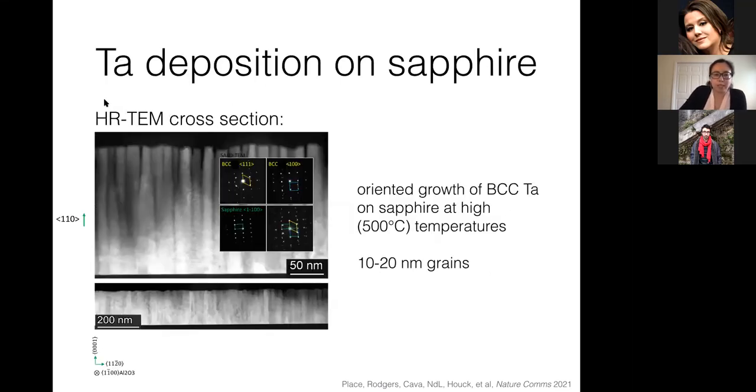When we deposit tantalum on the sapphire substrates at high temperatures, you can get epitaxial-oriented growth of BCC phase tantalum with 10 to 20 nanometer grains. It's critical to characterize what exact type of tantalum you get, because if you just naively deposit tantalum in thin films, you tend to get the tetragonal phase, which has a much lower critical temperature.